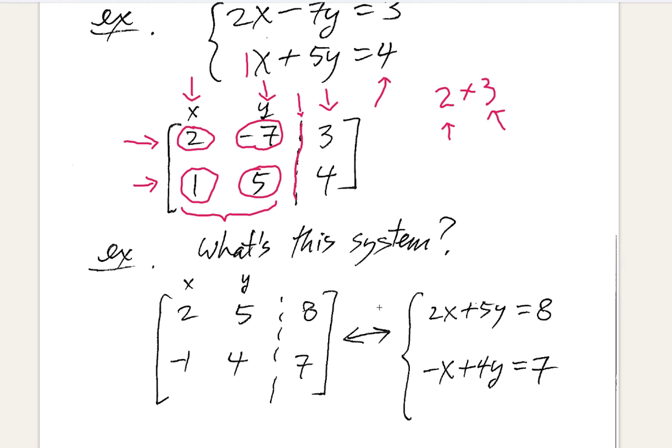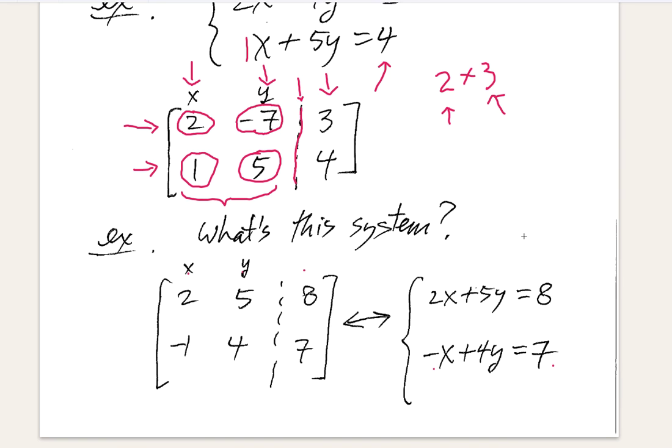Let's do it in reverse. Suppose I had this augmented matrix: 2, 5, 8, negative 1, 4, 7, with the first column labeled x and the second column labeled y, and no label on the third column. What system would that correspond to? That would correspond to 2x plus 5y equals 8, and negative 1x, or better written just negative x, plus 4y is 7. So you should be able to go back and forth between an augmented matrix and the actual system of linear equations involved.